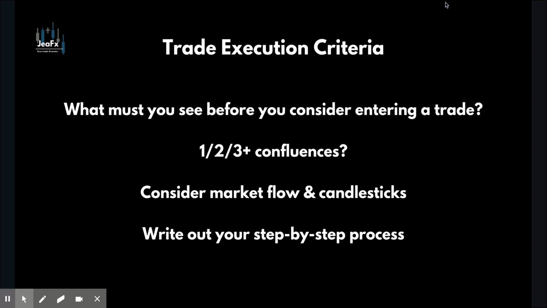Trade execution criteria needs to include things like market flow and candlesticks, the things we've spoken about so far. So what market flow aspects are you going to identify? What order are you going to identify them and carry them out in? And then how are you going to actually confirm an entry using candlestick patterns that we've spoken about in the course? So for our trade execution criteria, we really want to write out our step-by-step process to actual technical trading, and what we need to look for before we can actually go ahead and enter a position.